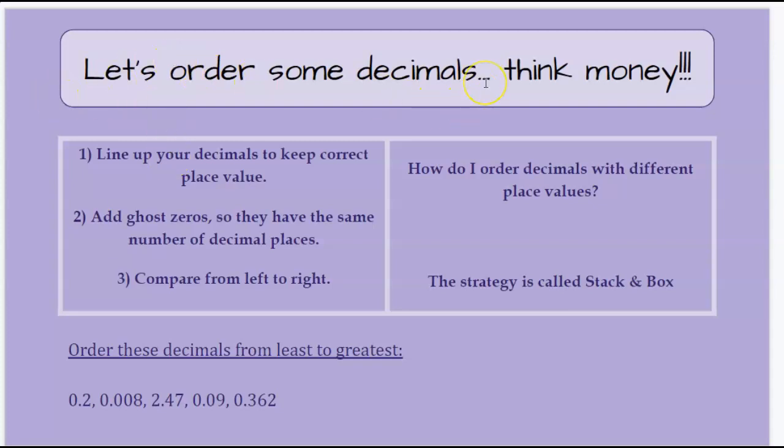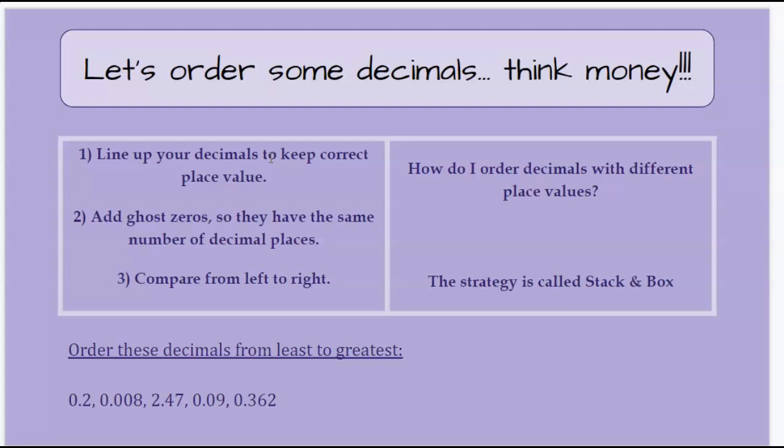Now, when we are ordering decimals, I told you to think money. So let's talk about something else here. It says line up your decimals to keep correct place value. This is when we're talking about some of the decimals like down here. They're really long decimals. If you notice, they're not all the same amount of decimal places. So that's why when we line them up, we line up our decimals. And then we're going to add some ghost zeros. That's what I like to call them because they're not really there. But what happens is it helps me to have the same number of decimal places. And I'll show you on the next slide what I'm talking about.